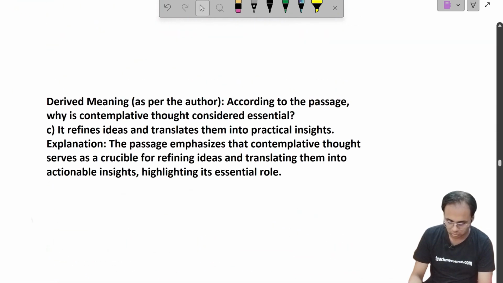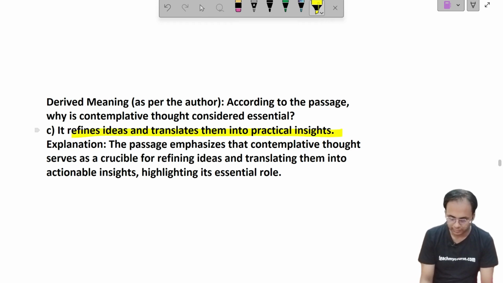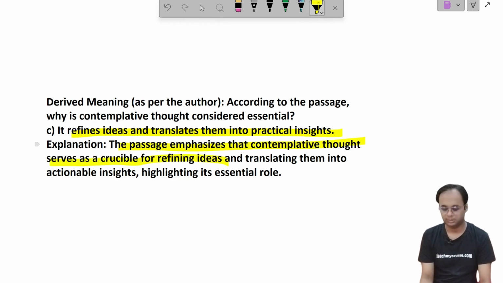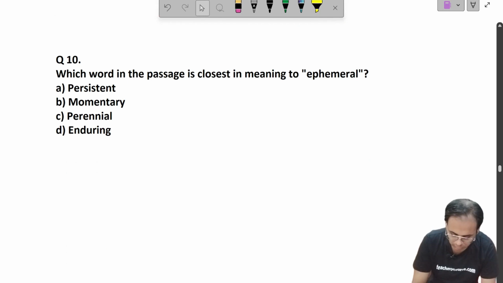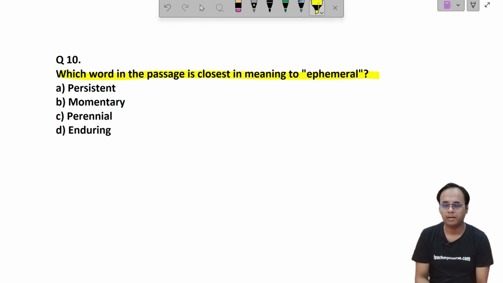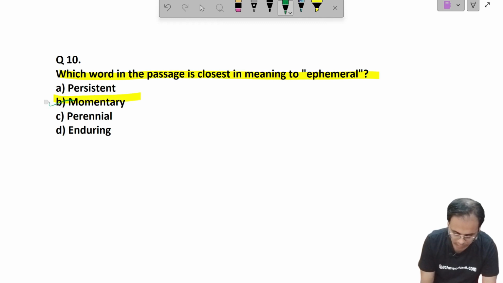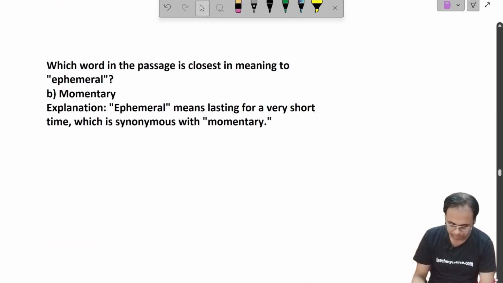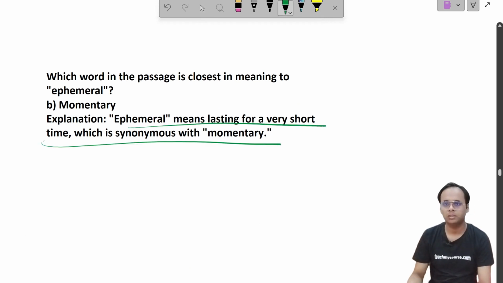Next question we see. So this is the explanation for that also. It refines ideas, translates into practical insight. The passage emphasizes that contemplative thought serves as a crucible for refining ideas and translating them into actionable insights, highlighting its essential role. Next question. Which word in the passage is closest in meaning to ephemeral? Ephemeral, I have already explained to you. Ephemeral means momentary. So momentary is the right answer. Let us see the explanation also. Ephemeral means lasting for very short time, which is synonymous with momentary.